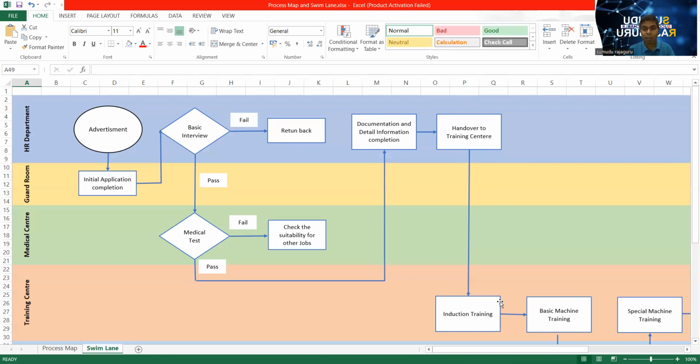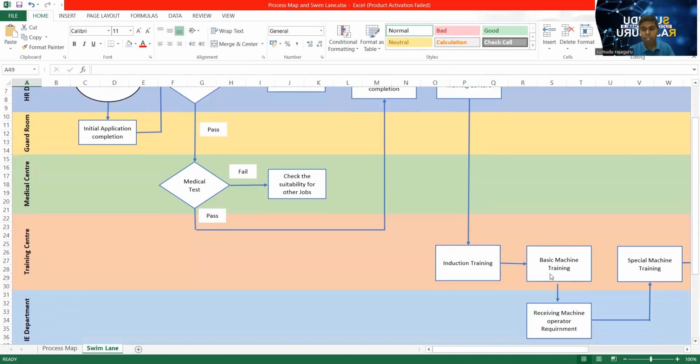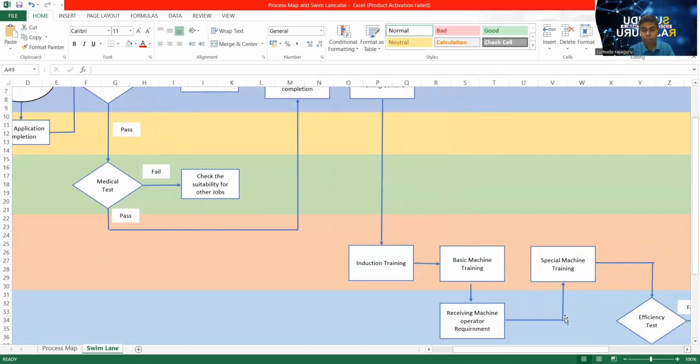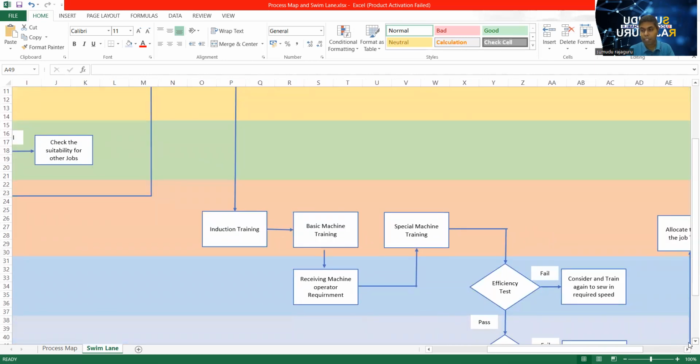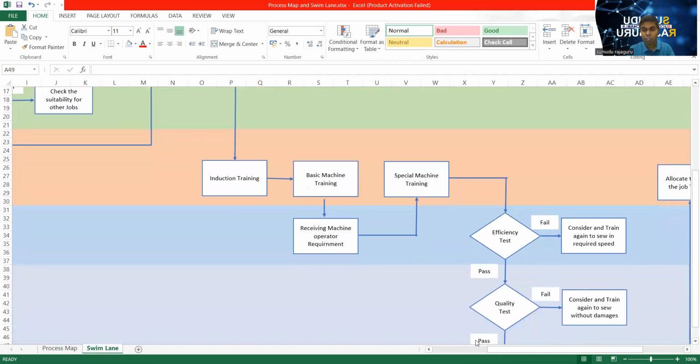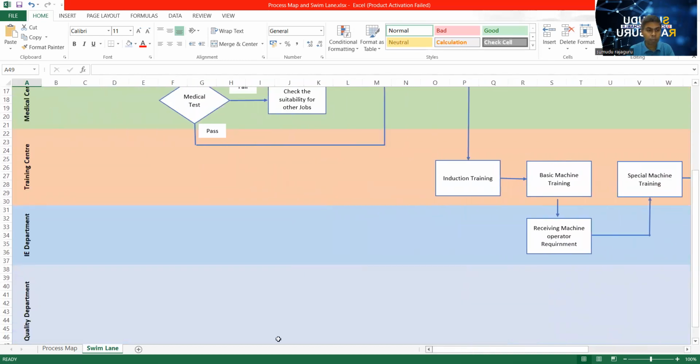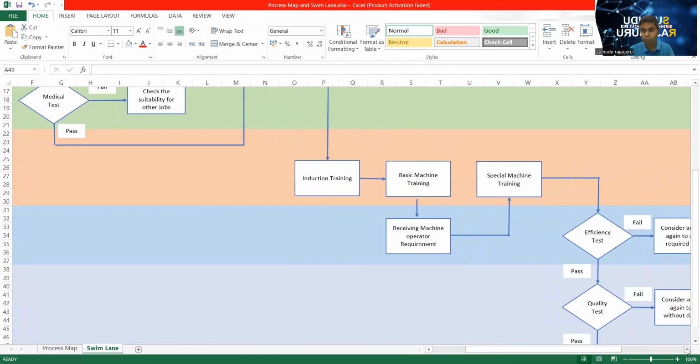When the induction training comes, that responsibility goes to the training center. So we are moving from the HR department to the training center. Then basic machine training is the responsibility of the training center. Then receiving machine operator requirement is the responsibility of the IE department. Because of that, we move from the training center to the IE department. Again, we start special machine training, which is under the training center. After the training completes, the efficiency test is the responsibility of the IE department. Quality test, who is responsible? The quality department. So we align it with the quality department.